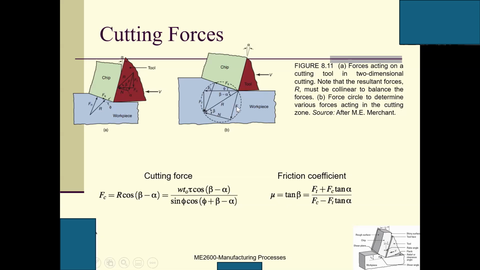On the contrary, F and N are not directly recorded, even though when I talk about this figure I say F and N. They are not directly measured. Ft and Fc, they are directly measured. So this is Fc equals R cosine beta minus alpha. Alpha is the rake angle. And t0 is the uncut chip thickness.